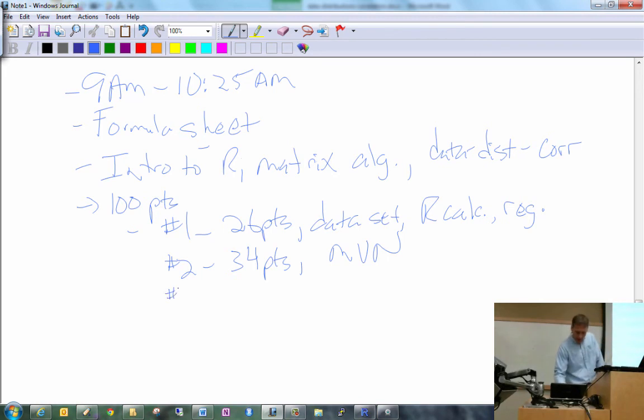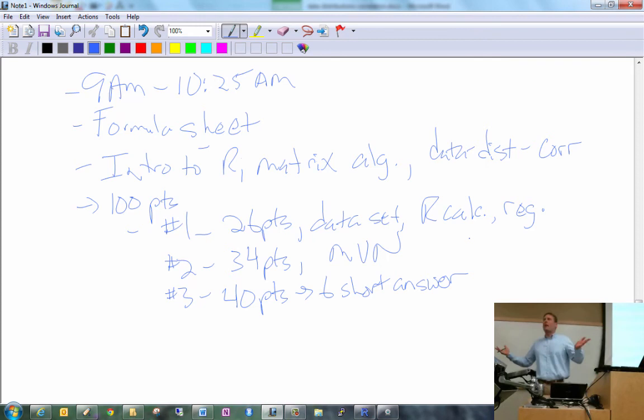And lastly, number three is worth 40 points. And it's basically 6 short answer questions that are not necessarily connected in any way. So I could ask you to tell me, well, explain to me what an R package is, for example. Or I might actually ask you something like find the determinant of a 2x2 matrix by hand. Okay. And there is a fourth problem that is 3 points extra credit.